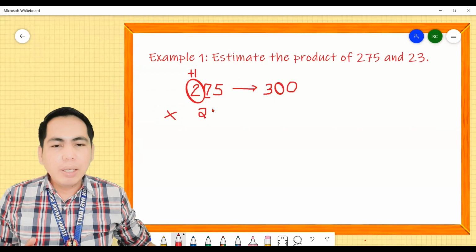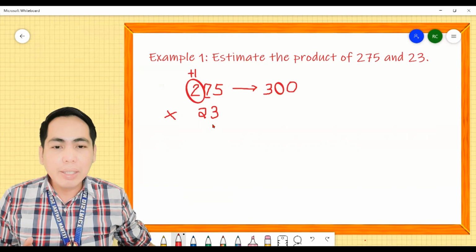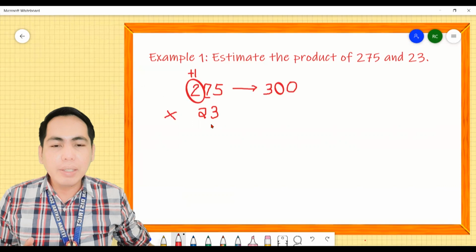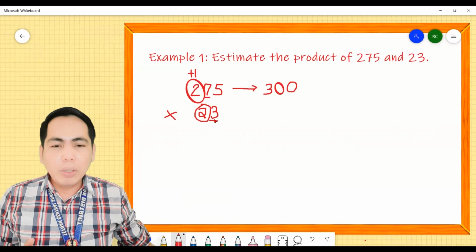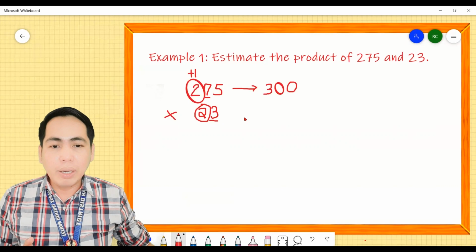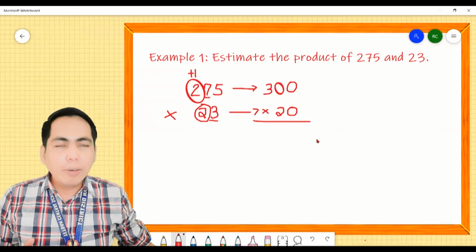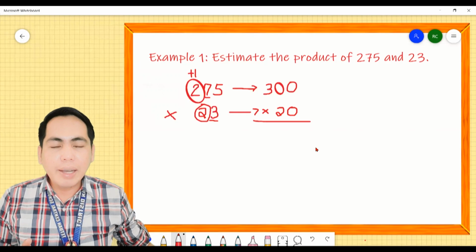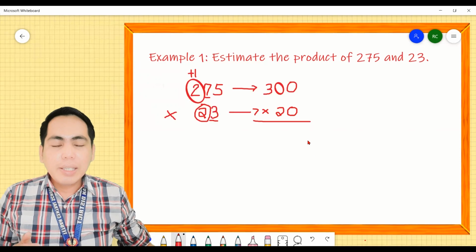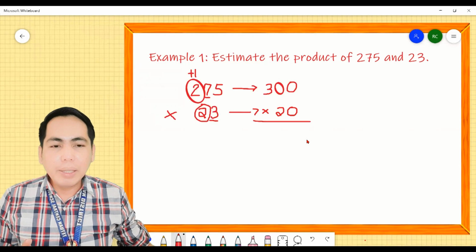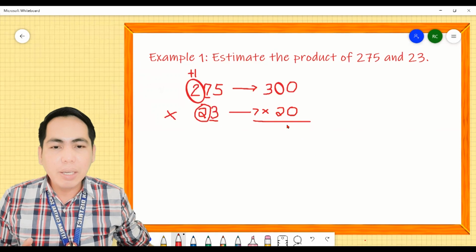Times, we have 23. In 23, the highest place value is tens, and the digit 2 is also in the tens place. So we are going to round off digit 2. Since the digit after it is 3, we don't need to add 1 to the digit that we are rounding off. So we have to retain it as 2, and then we have to replace the digit to its right with 0. So the rounded off value of each factor is 300 times 20. Now, the second step is for us to multiply the non-zero digits. Our non-zero digits here are 3 and 2. So we are going to multiply these two. So 2 times 3 will be 6.